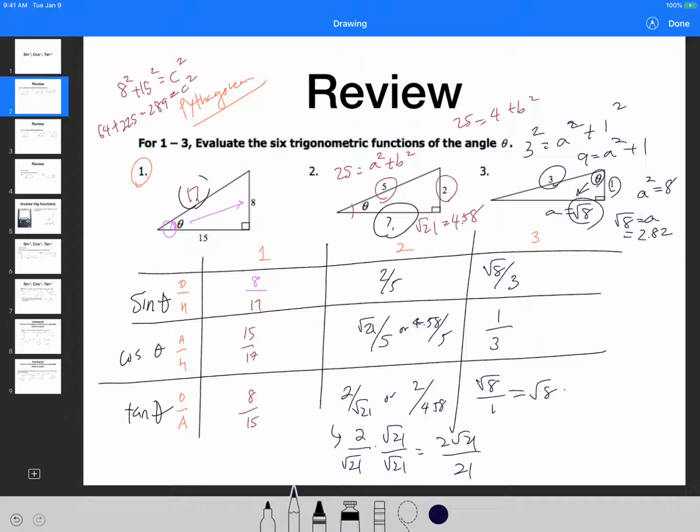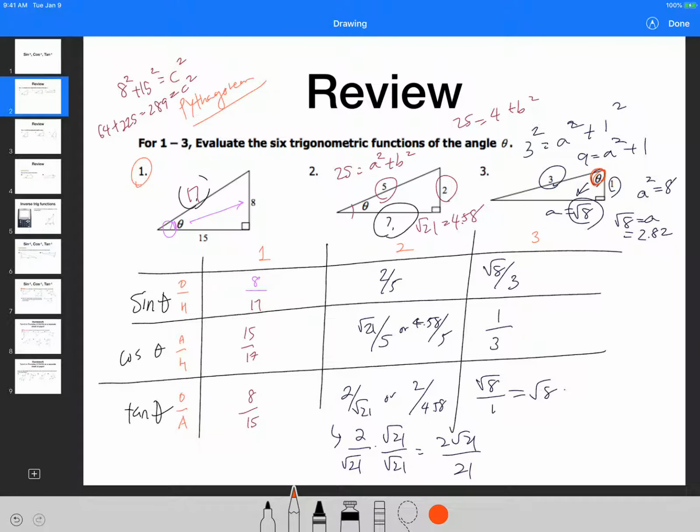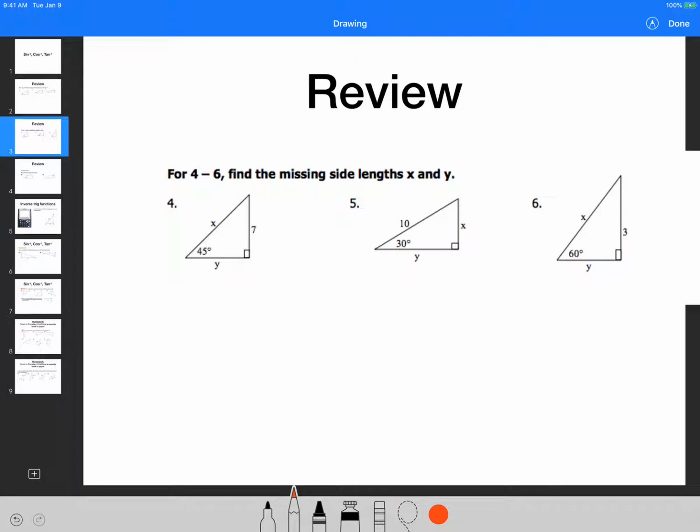You have to watch out for that, so I'm going to use a different color. This is your angle right here, the theta. So that means your opposite side would be the root 8, your adjacent side would be 1, and your hypotenuse would be 3. So these will be the answers for the review part. And let's go to the next one.